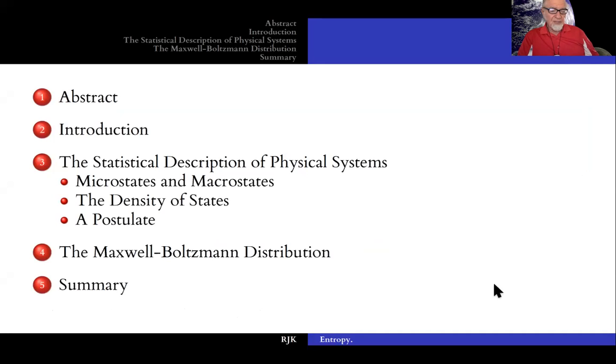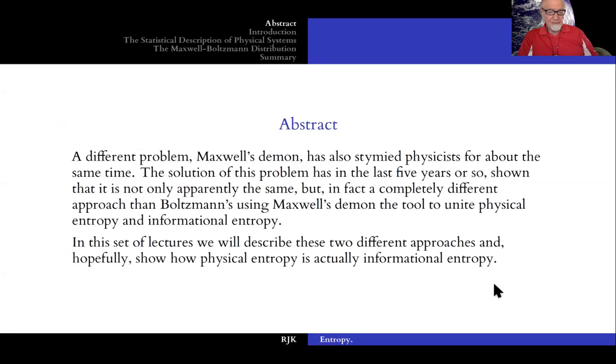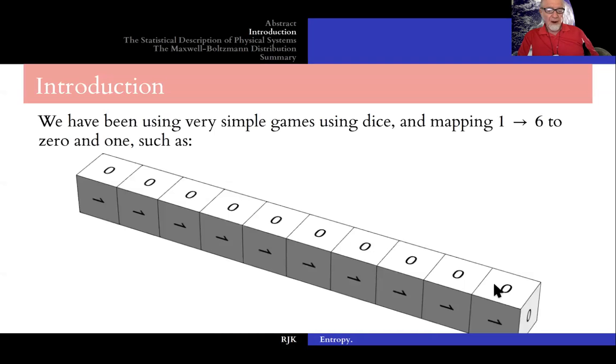All right, so we're going to skip the abstract because it's always the same, and the introduction is going to do a last version of the small models, then move on to microstates, macrostates, density of states, and other kinds of things leading to the Maxwell-Boltzmann distribution. All right, so we're going to use this one last time for two more short models.